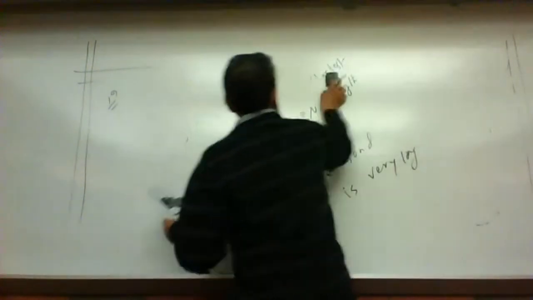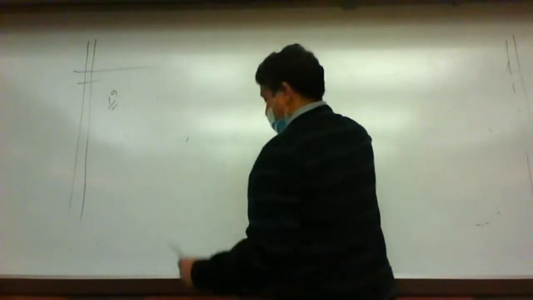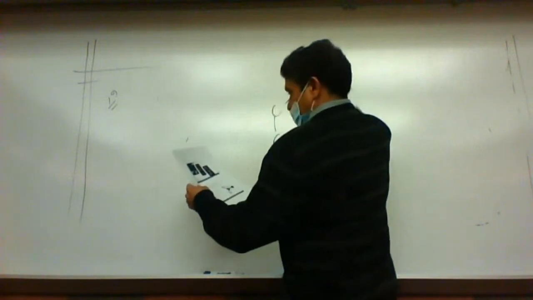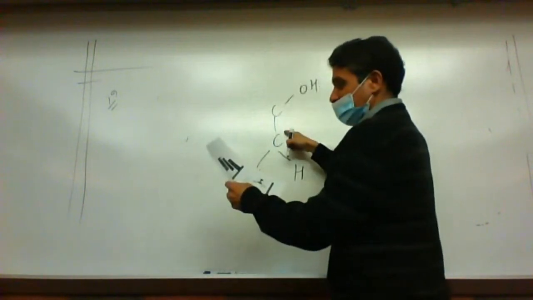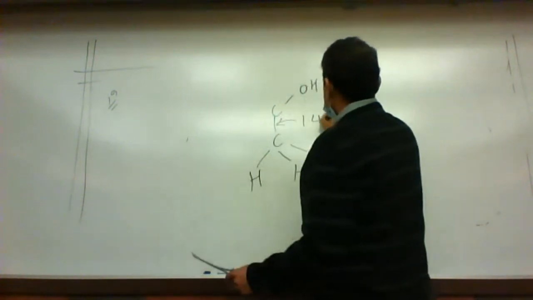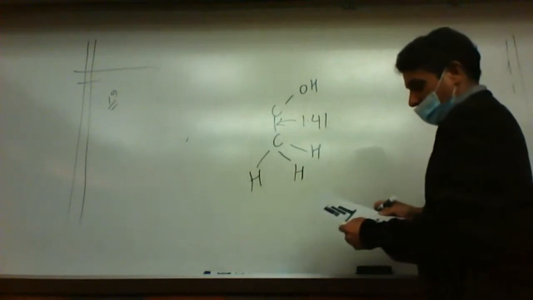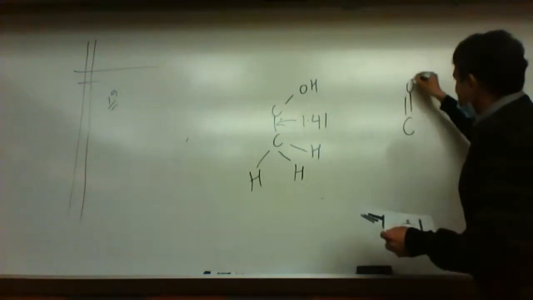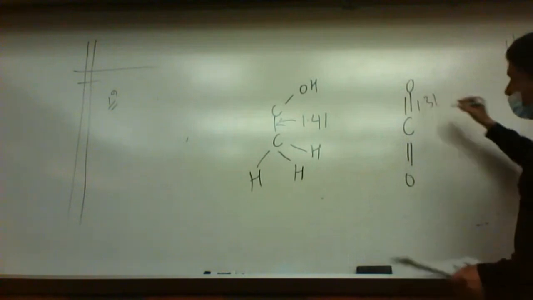Let's look here. I have something like this. I have C here, and this is C, and I have OH here, and I have H here, like this. If you look at this C-C bond, it is 1.41. This C-C single bond is 1.41, I think angstrom. Yeah, 1.410 angstrom. And if you look at the double bond like this, the bond length is 1.31 angstrom.